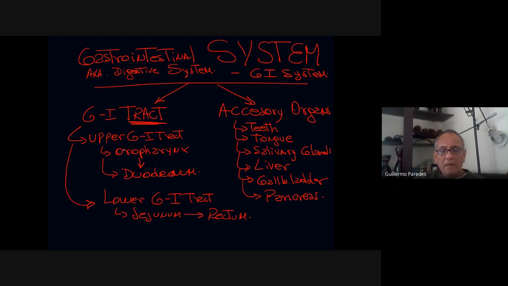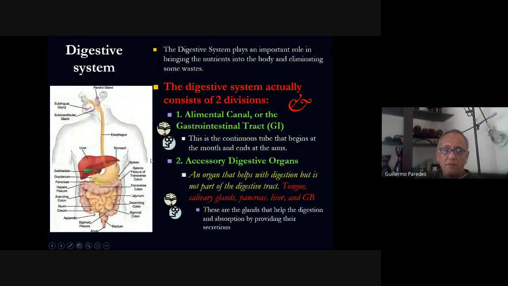All right, so this is the upper and the lower GI tract. So just remember this chart. We are going to go back to this. All right, so why is that important? We will see that in a few moments.